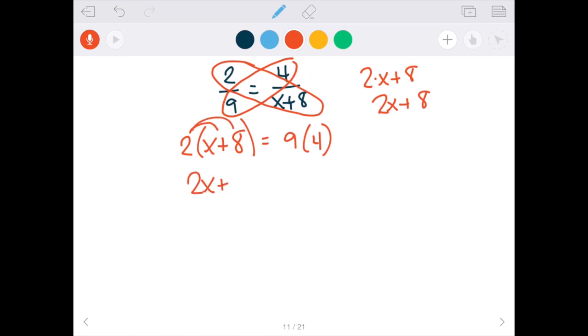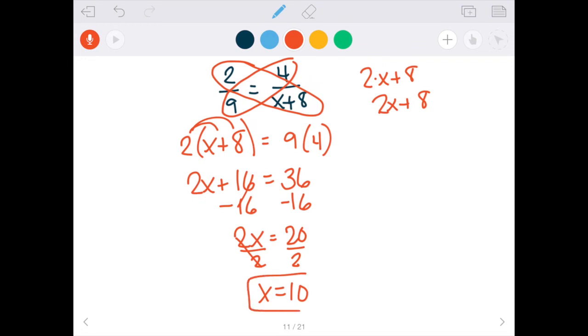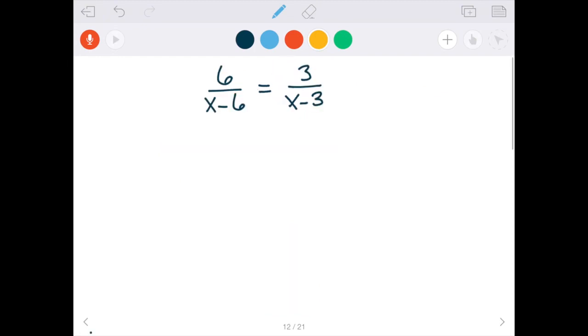Then I distribute. Zero pair my constant. Divide by 2. X equals 10. The only place really for you to get tricked is if you're not careful enough to use parentheses here. All right, let's try another one.